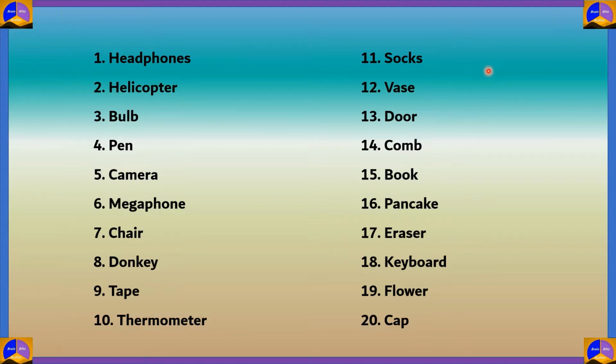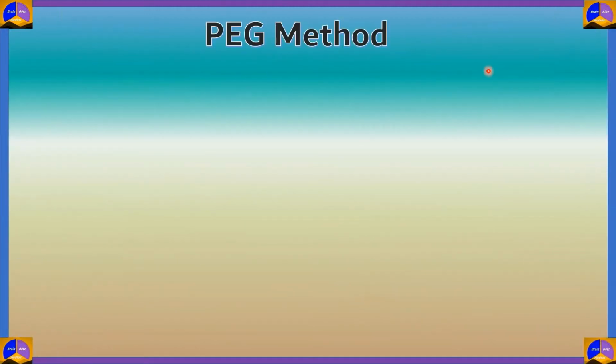It was hard, wasn't it? Because you had to remember the object and the number associated to it. Numbers are very hard to remember, especially because they're very abstract. They don't mean something to you. Well, that's all about to change, because today we'll be talking about the PEG method of memory.